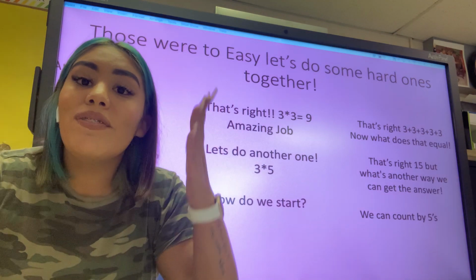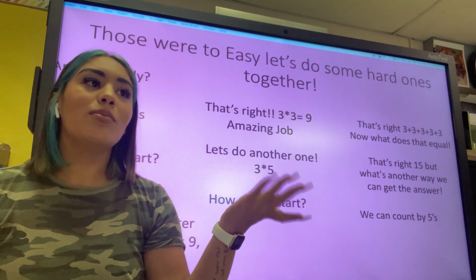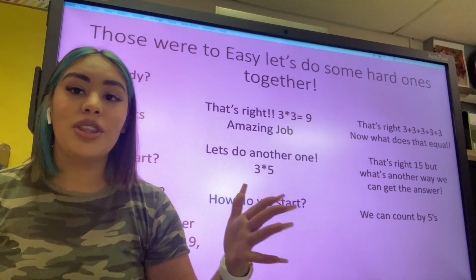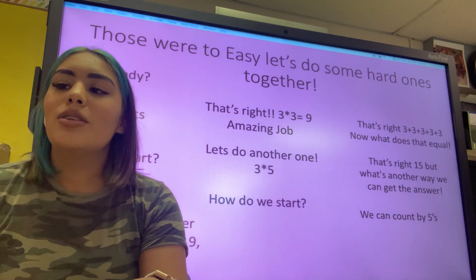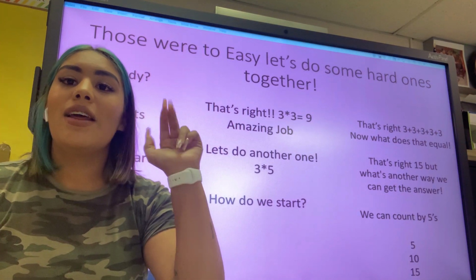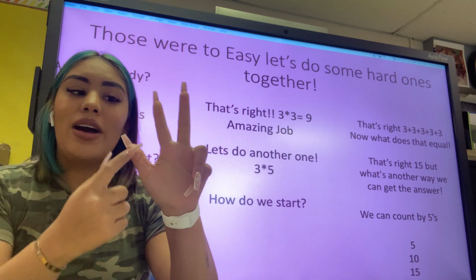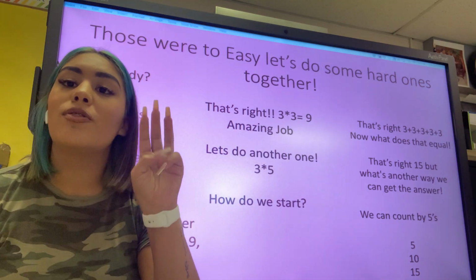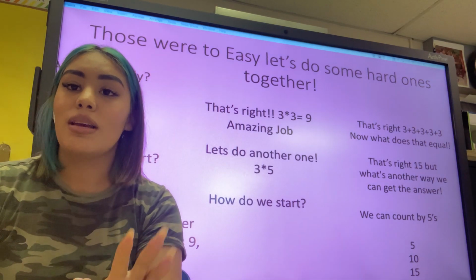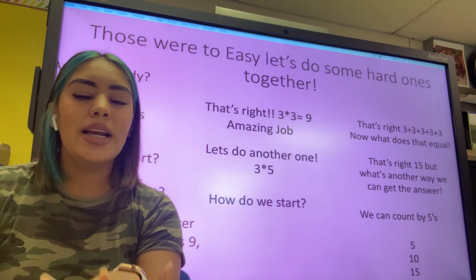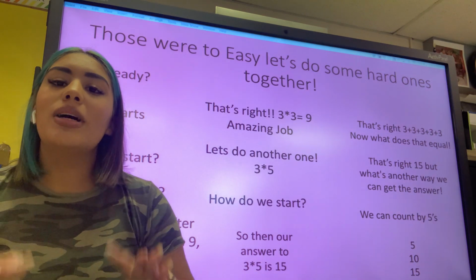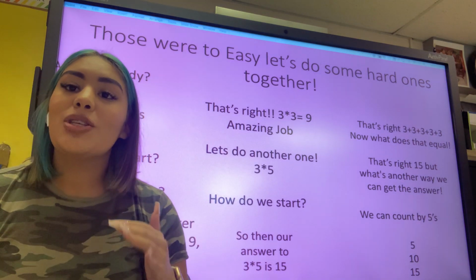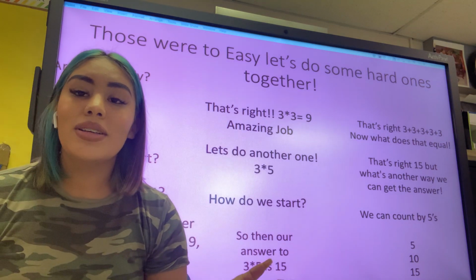We can count by 5s. Did you guys forget about your 5s? Really? We forgot about our 5s and we're in 5th grade. Oh my goodness. So we're going to go 5, 10, 15. So I went 5, 10, 15, and I just went to the number 3 on my fingers because then we have 3 times 5, okay? Does that make sense to everybody? Does everybody kind of get that? Good. So what is our answer? 15. So 3 times 5 equals 15.